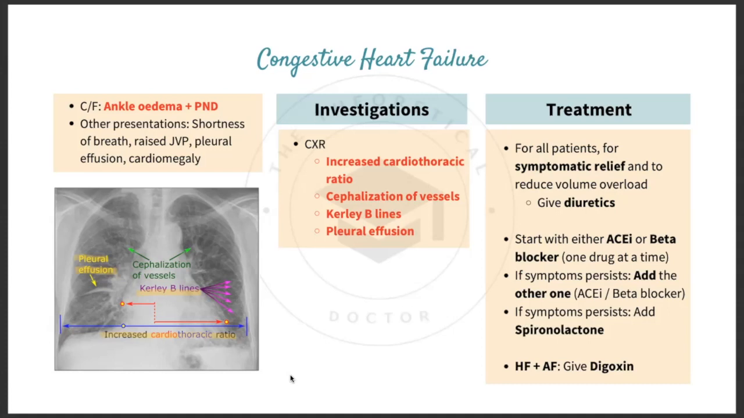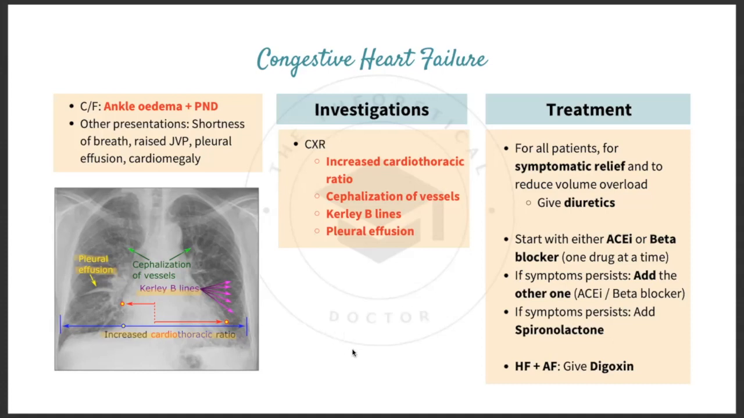Other presentations, they may have shortness of breath, of course, raised JVP, pleural effusion, and also cardiomegaly. So if you were to do a chest x-ray, you would notice an increased cardiothoracic ratio. A normal cardiothoracic ratio is about 0.42 to 0.5, basically less than half to almost half of the heart border, you can see over here, as opposed to the thoracic region. In this case, it's actually increased.